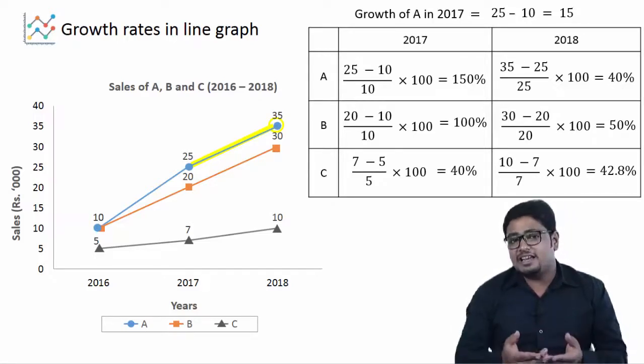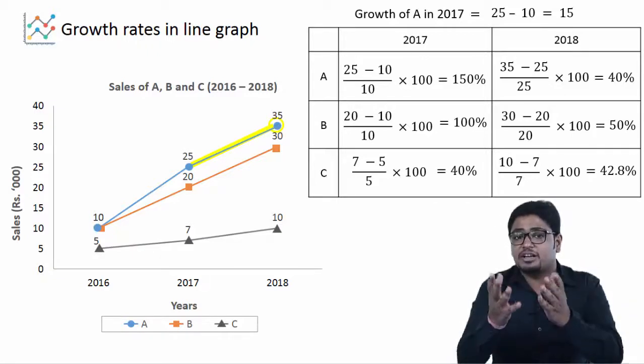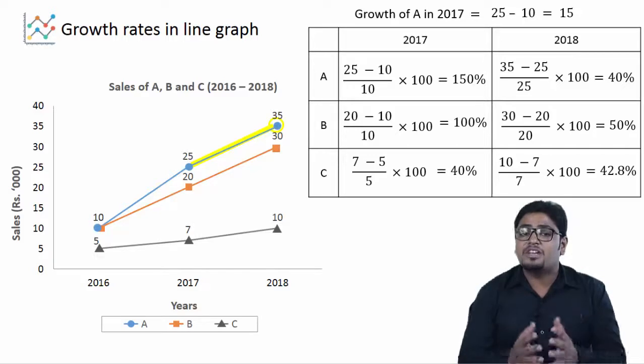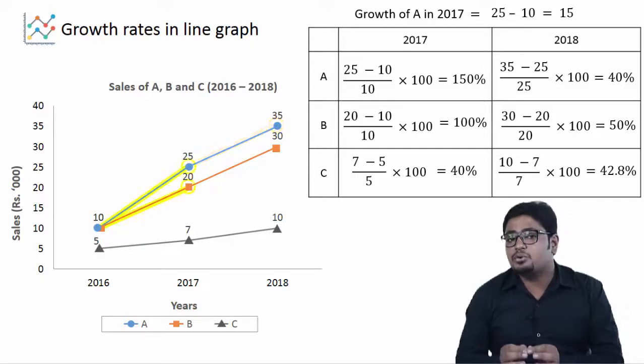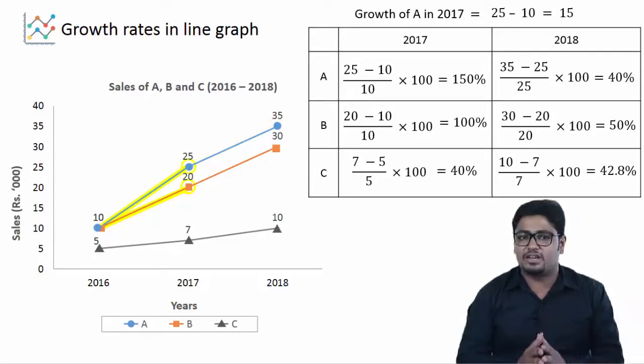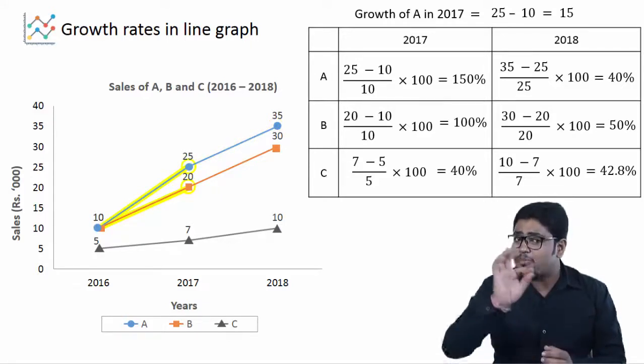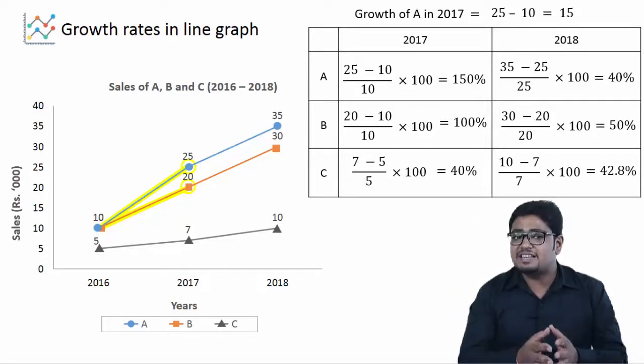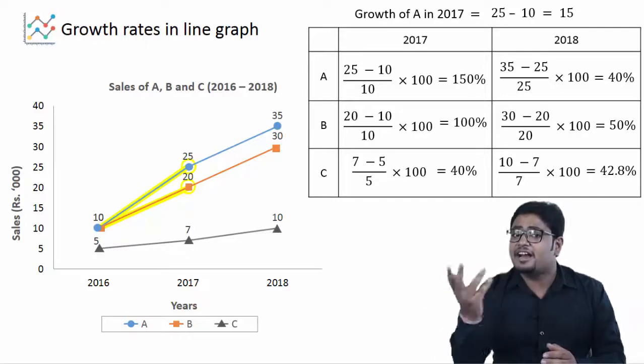Now, let's see how to visually compare the growth rates without doing all this calculation, without even using the pen. If we look at companies A and B in the year 2016 to 2017, we see that the slope of A is clearly greater than the slope of B. You can see the line of A is steeper than the line of B.